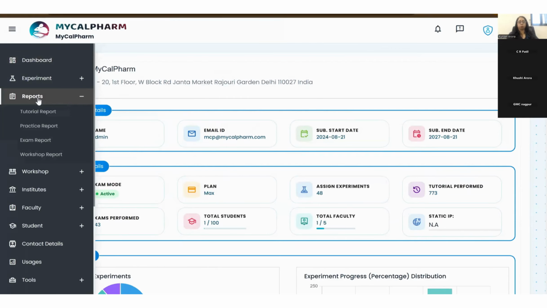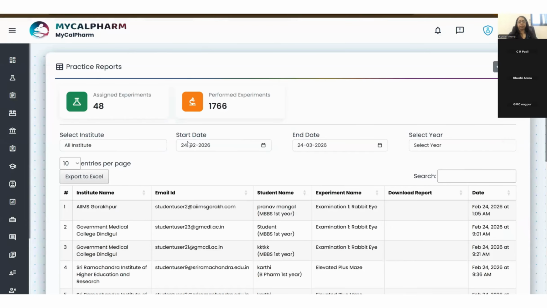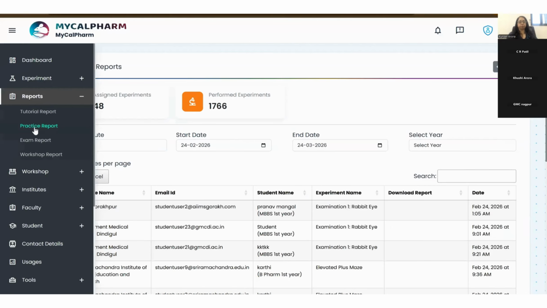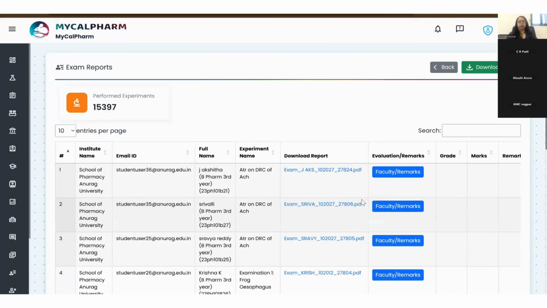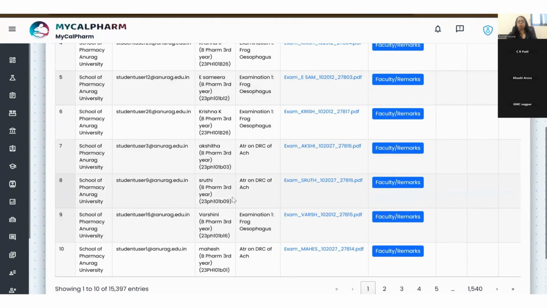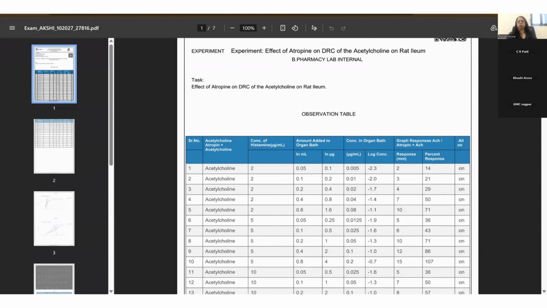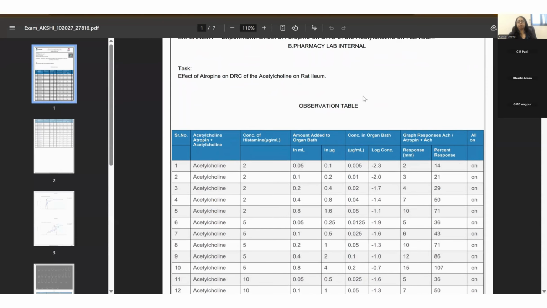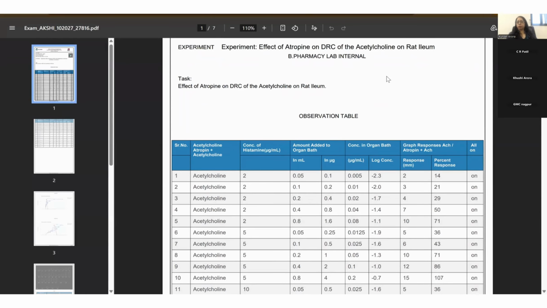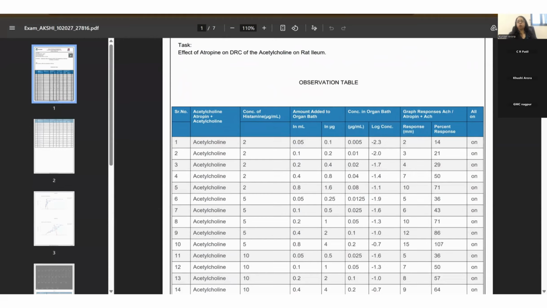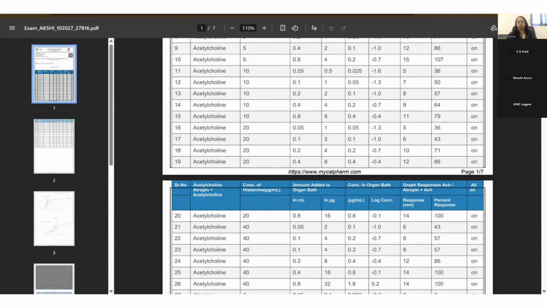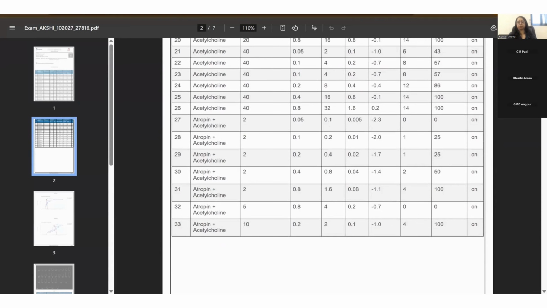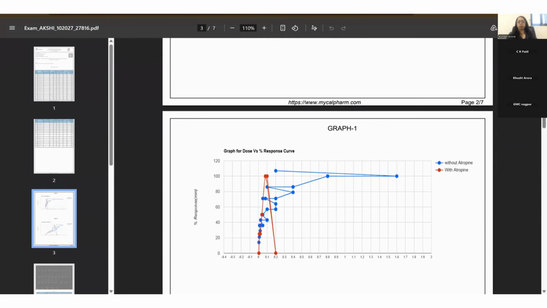Let me go to the report section, where you will be able to see the examination report. Here, the examination reports are there. Let me open any report for you. So here, exam, college name, and student detail will be there. This is the experiment, which experiment it is. This is the effect of atropine on TRC. Whatever the observation is, the faculty will be able to see it. You can see the complete table is there. Whatever the student has done, you will be able to see.